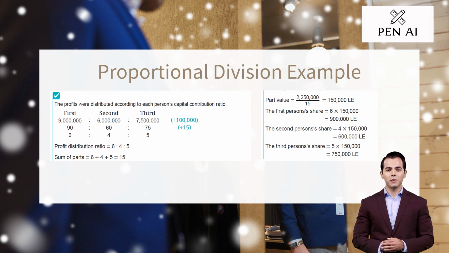The answer: to calculate the proportion between each person, divide each amount by 100,000, then by 15. The proportion equals 6 to 4 to 5, and the sum of parts is 6 plus 4 plus 5 equals 15. Then divide the profit 2,250,000 by 15 equals 150,000. Therefore, the first person's share equals 6 multiplied by 150,000, that equals 900,000. The second person's share equals 4 multiplied by 150,000, that equals 600,000. Finally, the third person's share equals 5 multiplied by 150,000, that equals 750,000.